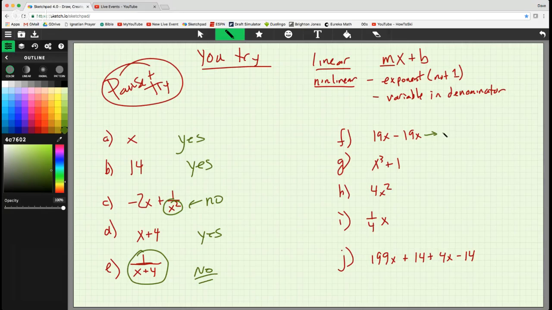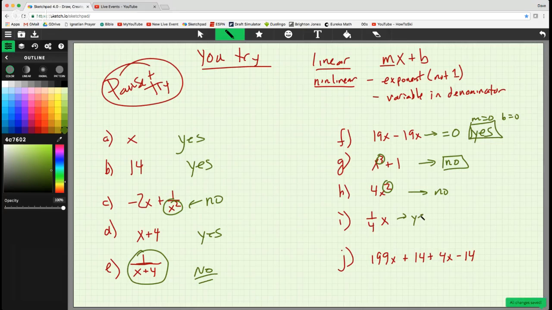This is equal to 0, and so yes, that is. That turns out to be m equals 0 and b equals 0. So 0 is a constant. All constants are linear expressions. No, because of our x cubed term. This is no.